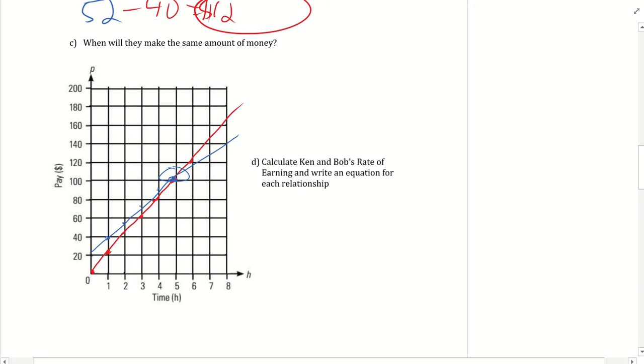Another way is through, we'll do this. We'll calculate Ken and Bob's rate of earnings and write an equation for each relationship. So again, if you wanted to know how much money Bob makes, we'll start with Bob because I got the blue going here. He's going to make $16 an hour, right? So 16 times X. X would be his hours.